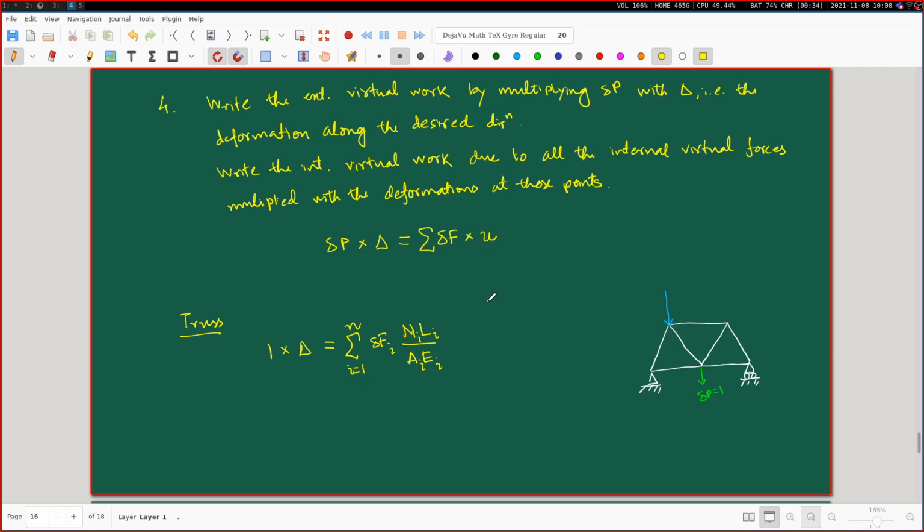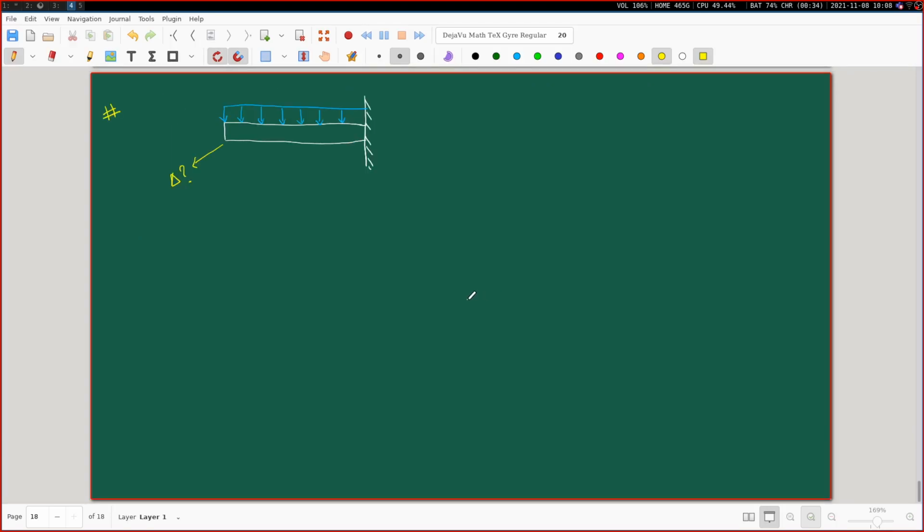So through this example, let us clarify these ideas. Okay, if I just state it in words, it seems very confusing. So first step first, what I will do is I will just pick up this beam and apply my virtual force.